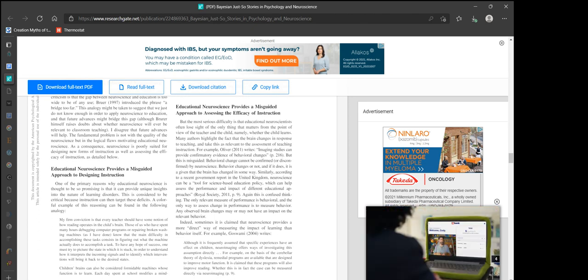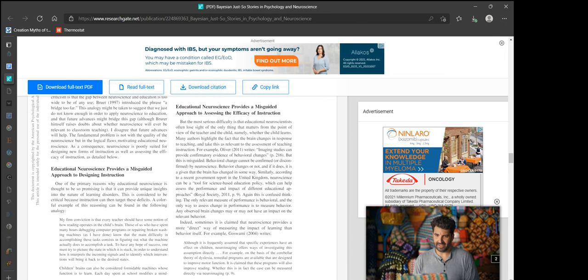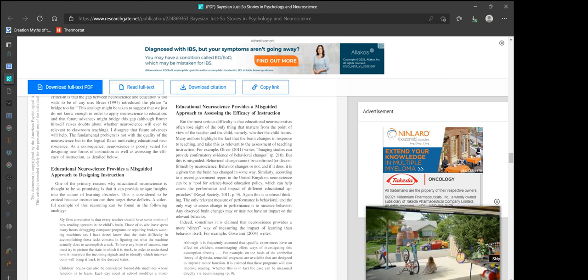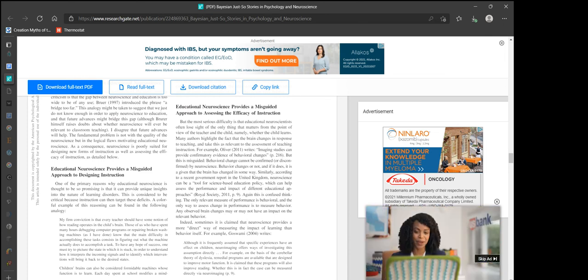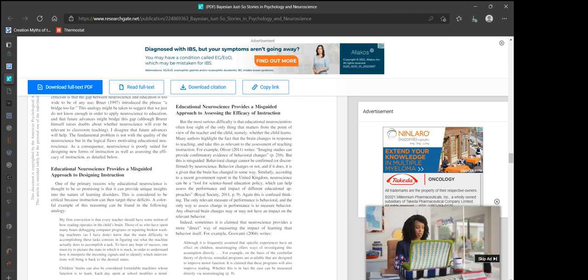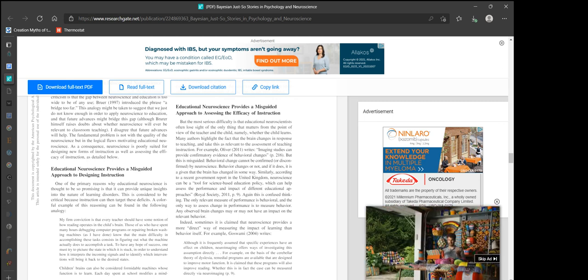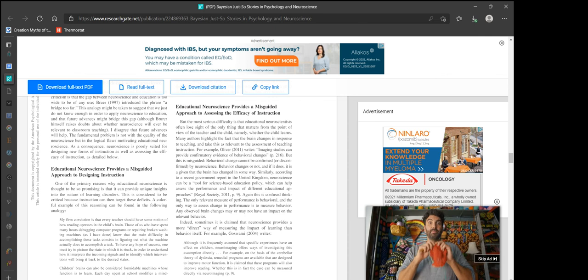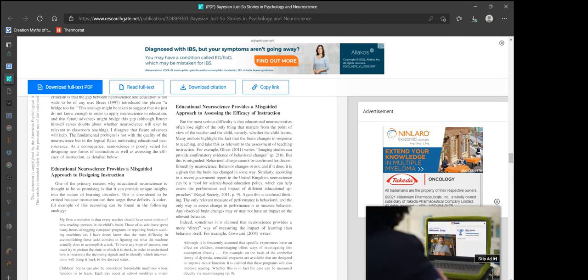Educational neuroscience provides a misguided approach to assessing the efficacy of instruction. But the most serious difficulty is that educational neuroscientists often lose sight of the only thing that matters from the point of view of the teacher and the child, namely, whether the child learns.